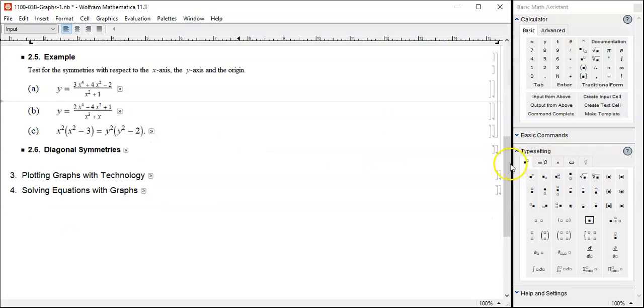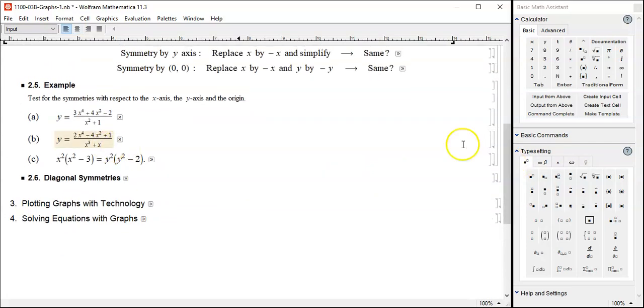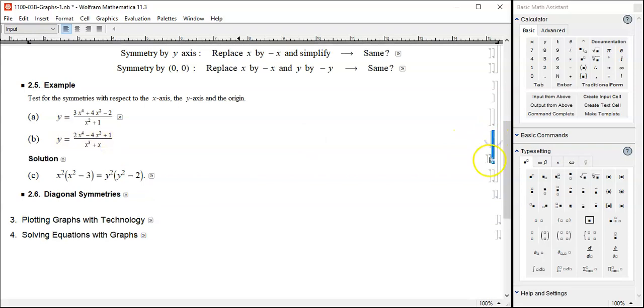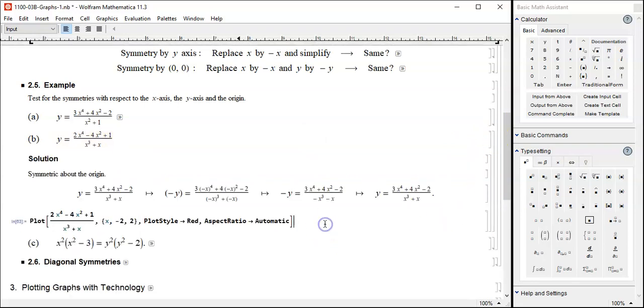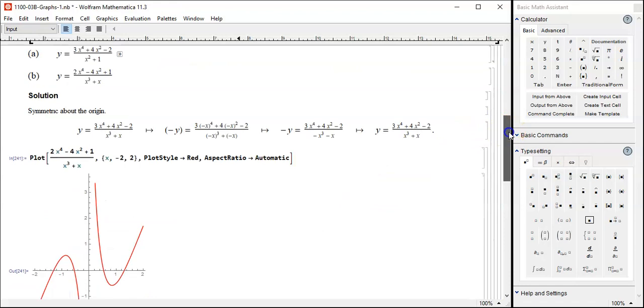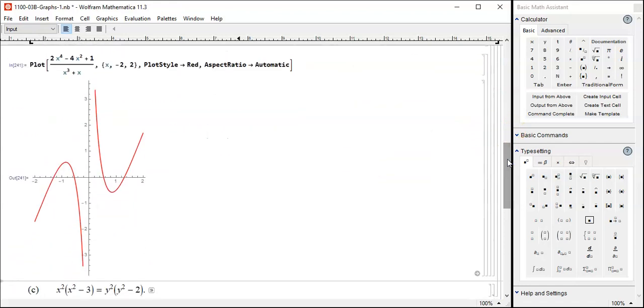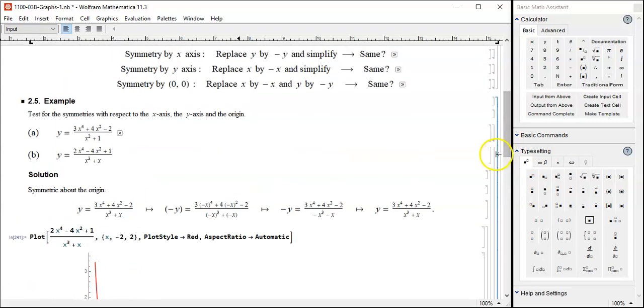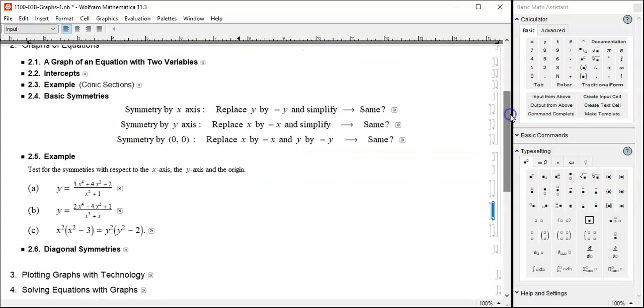How about the next example here? Well, I'll leave the details to students. I'll just show you the picture. Which symmetry does it have with respect to the x-axis? Yes or no? With respect to the y-axis? Yes or no? About the origin? Yes or no? And then how do you check? I'm going to leave the details to the students.